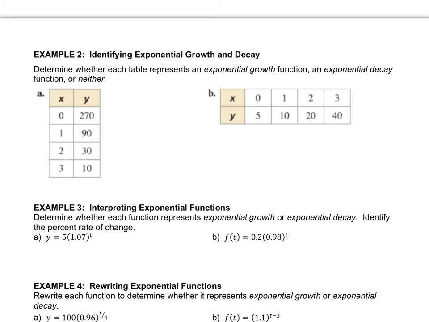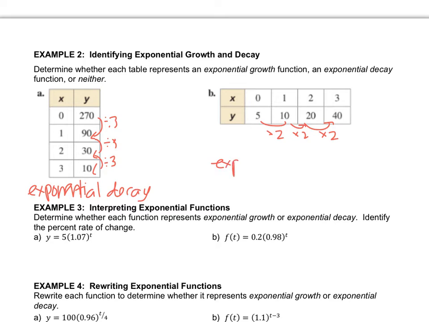So here in example 2, we have to determine whether it shows exponential growth, decay, or neither. So we're looking at what it's multiplied by, or divided by. This one looks like divide by 3. Since it's being divided by the same number, it's exponential decay because it's going down. And here, that's times 2. So this is exponential growth because it's being multiplied by the same number each time.